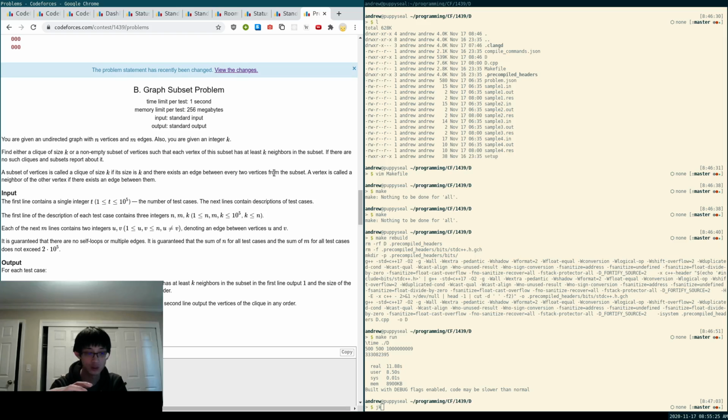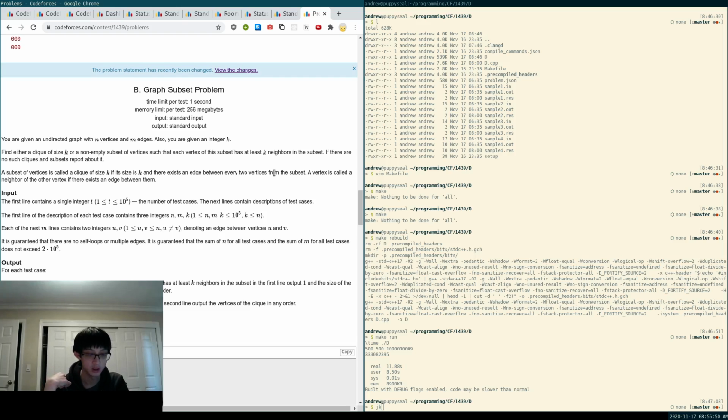When you remove a vertex of degree k minus 1, you can just check all its neighbors. Because all vertices here have degree k minus 1, and the number of edges is only like 10 to the 5, there are at most m over k different edges, right?